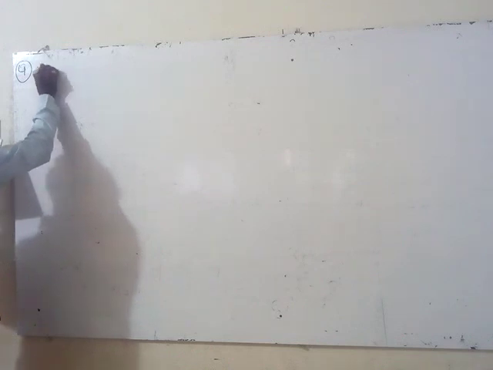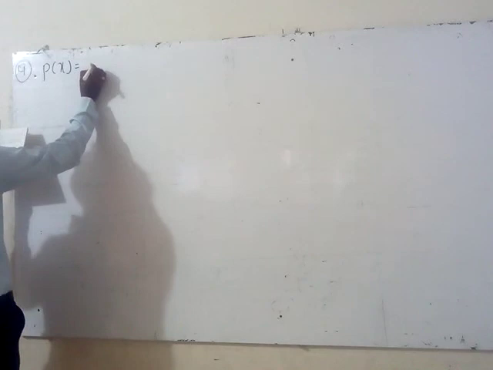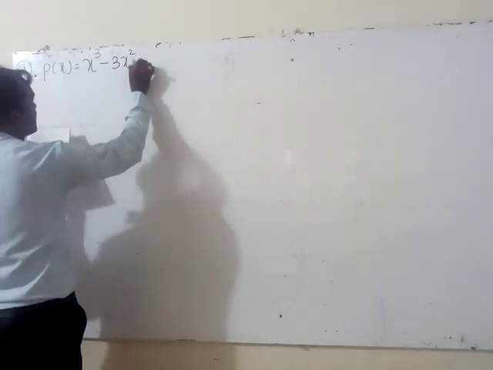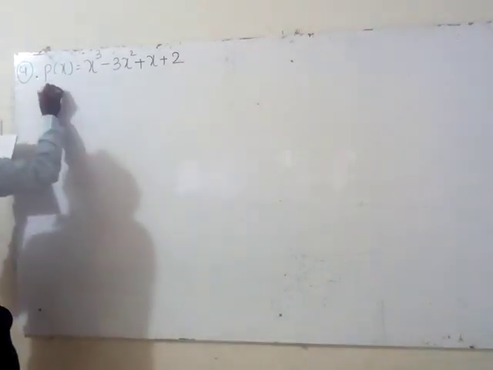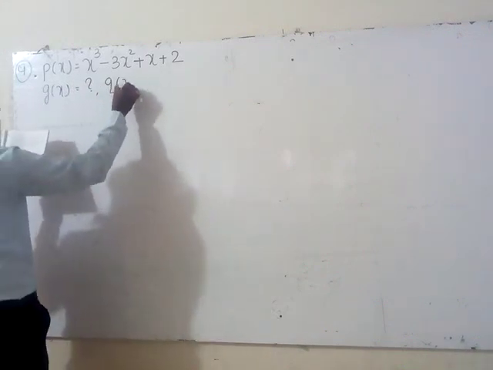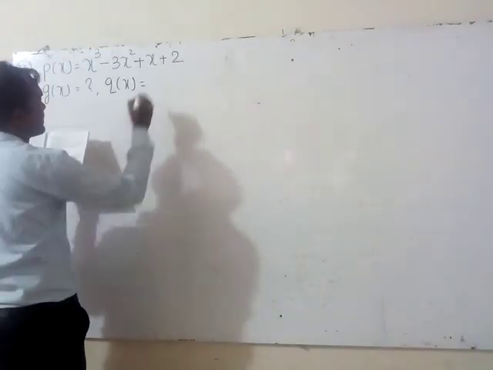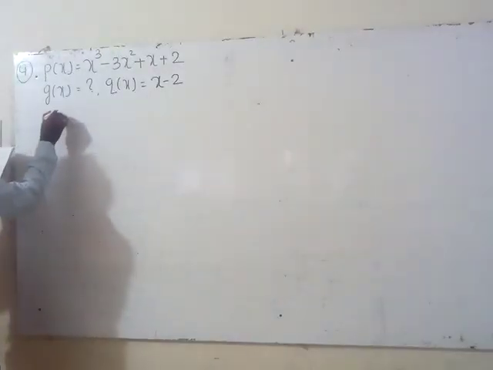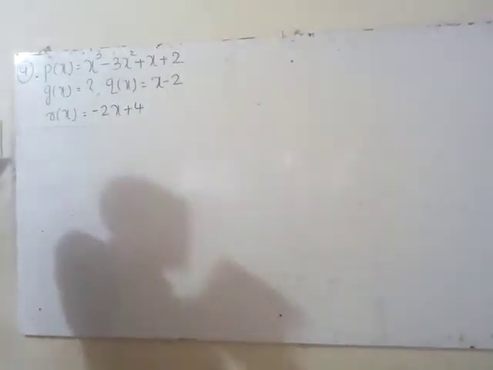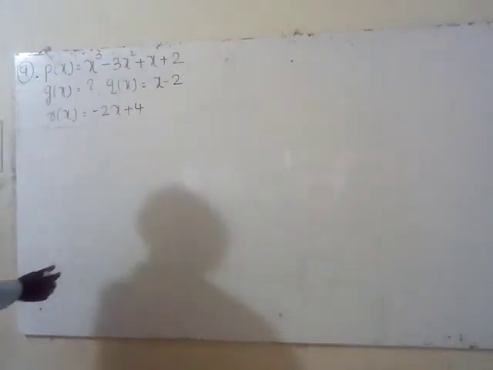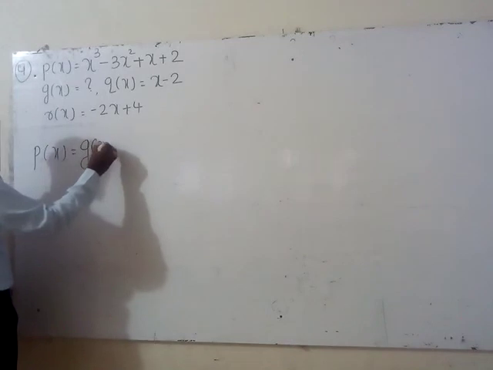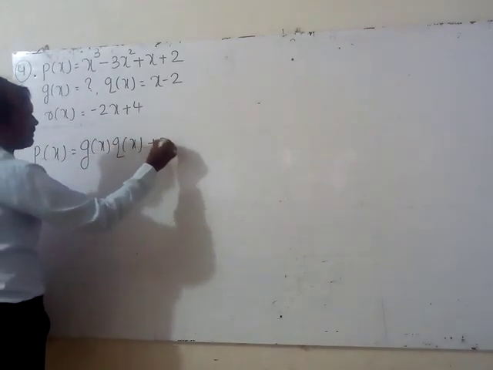4th one, P of x, P of x, minus 2x plus 4. G of x is conjugated. G of x. P of x is equal to G of x into Q of x plus R of x.